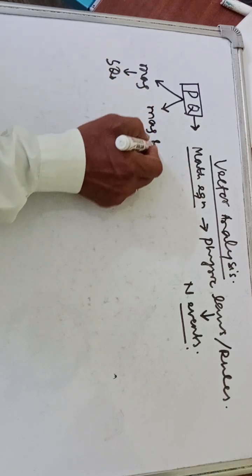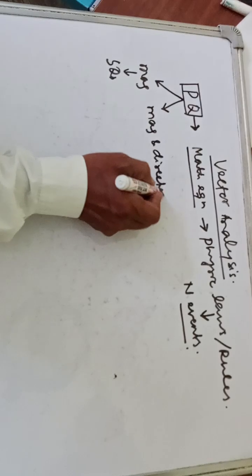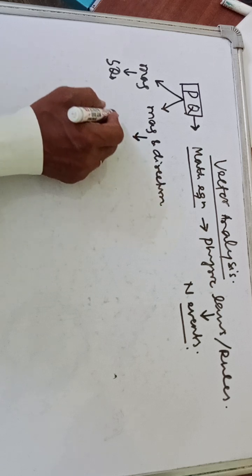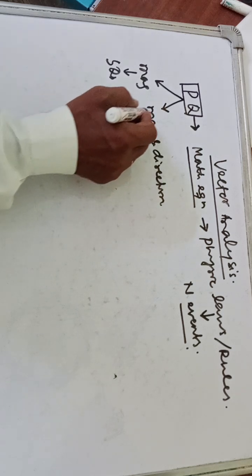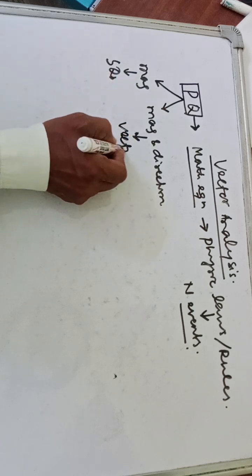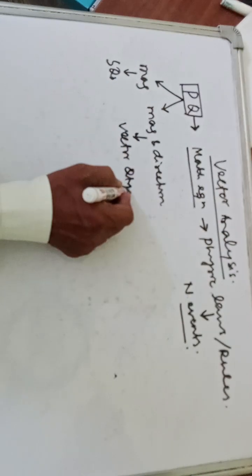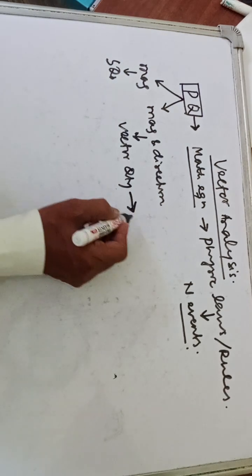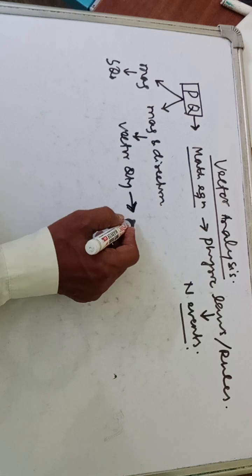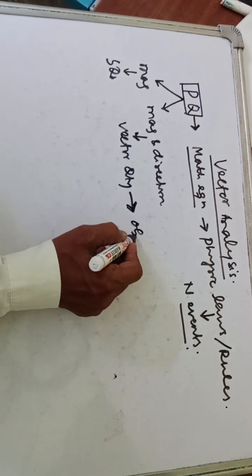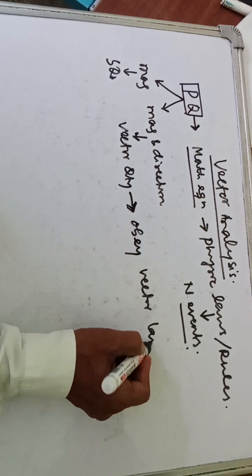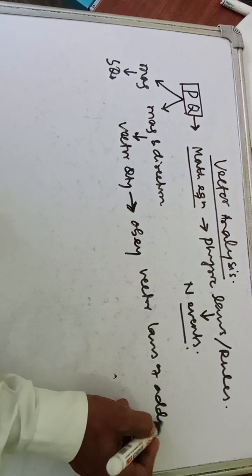when magnitude and direction are required to explain or express a quantity completely, those types of quantities are termed as vector quantities, and they obey vector laws of addition. These quantities obey vector laws of addition.